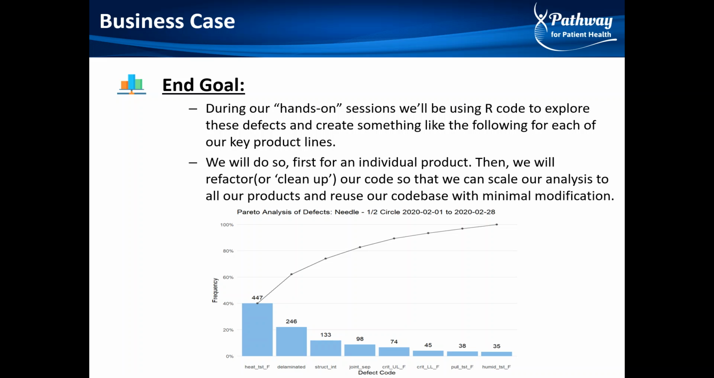So with our heat test failure, that has occurred 447 times. We've had to scrap 447 units as a result of this heat test failure. And we can see that that accounts for 40% of all of our defects. So if we were to address that, we would eliminate 40% of the waste that is coming off of this particular production line. If we were to address that and our delamination issues, we would actually be addressing a little bit over 60% of the defects that are occurring with this line.